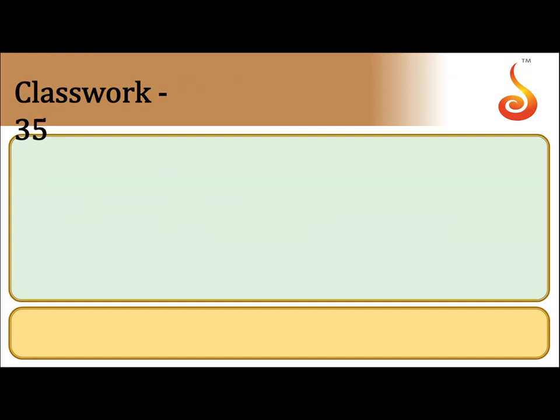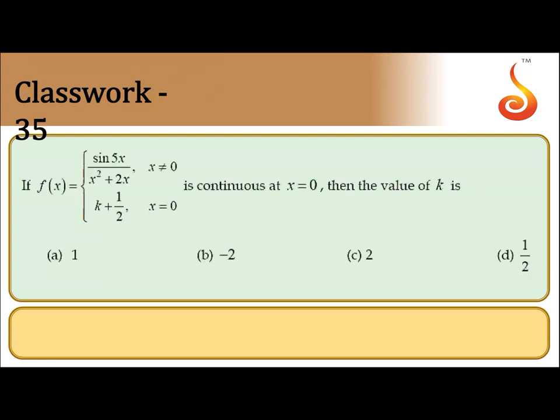Coming to the next one, 35. Sine 5x divided by x square plus 2x when x is not 0, and k plus half at x equals 0. He said the function is continuous, which means the value is equal to the limit of the function. That means the value k plus half should be equal to the limit as x tends to 0 of sine 5x divided by x square plus 2x.